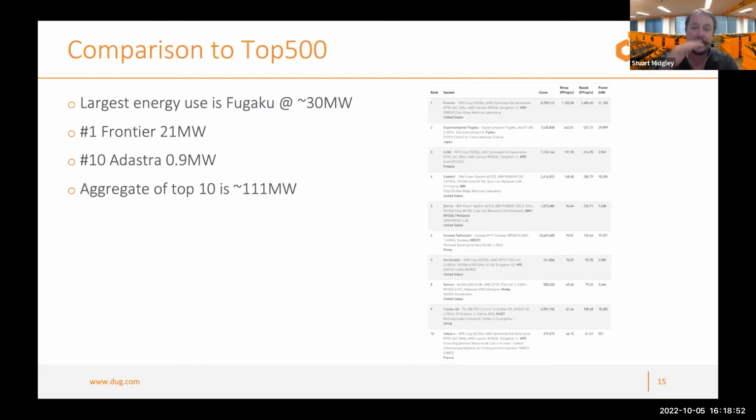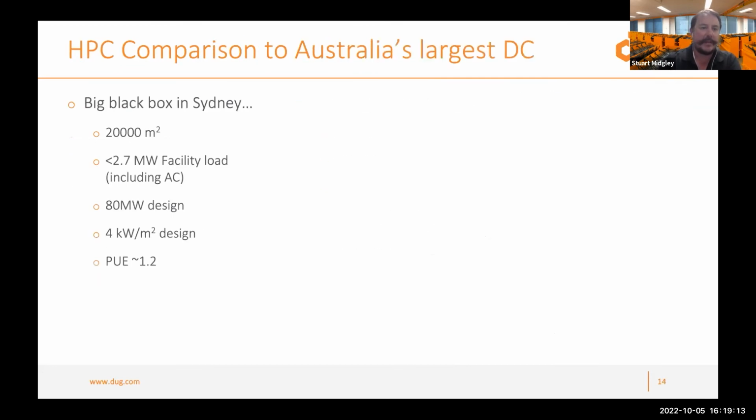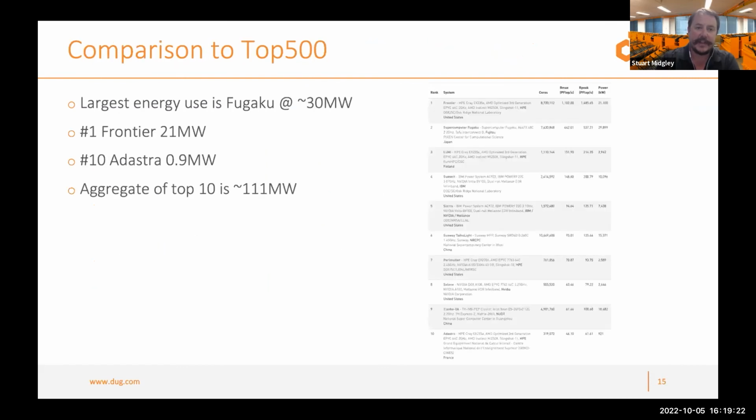I've done a similar calculation where I actually took all the top 500 and added up the energy. And it's a bit more, but not a huge amount more. I think it's about 170, 180 megawatts for the top 500. So big numbers. But again, if you go back to the design of some of these big black boxes, 80 megawatts for this facility in Sydney, they're only operating at under 2 megawatts of IT load. Whereas these HPC facilities, if they're designed at 30 megawatts, they're probably using 32 megawatts. Most HPC facilities try and eat into that electrical design and the buffers that electricians seem to like.